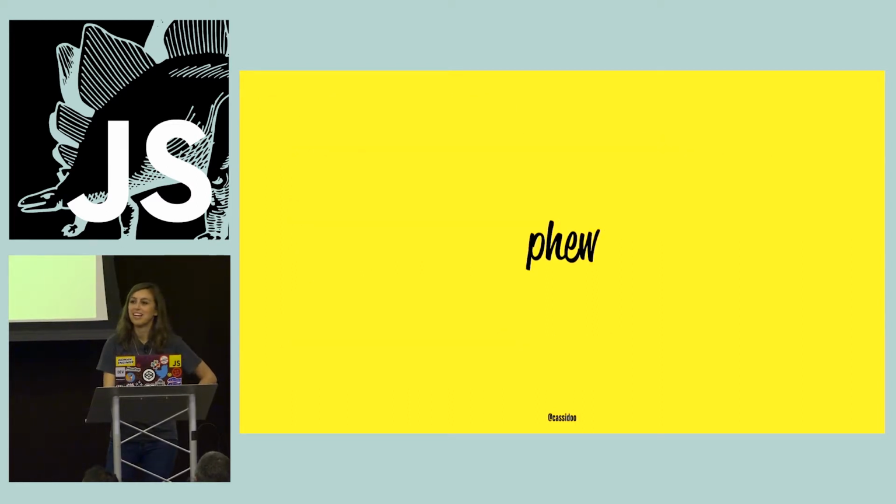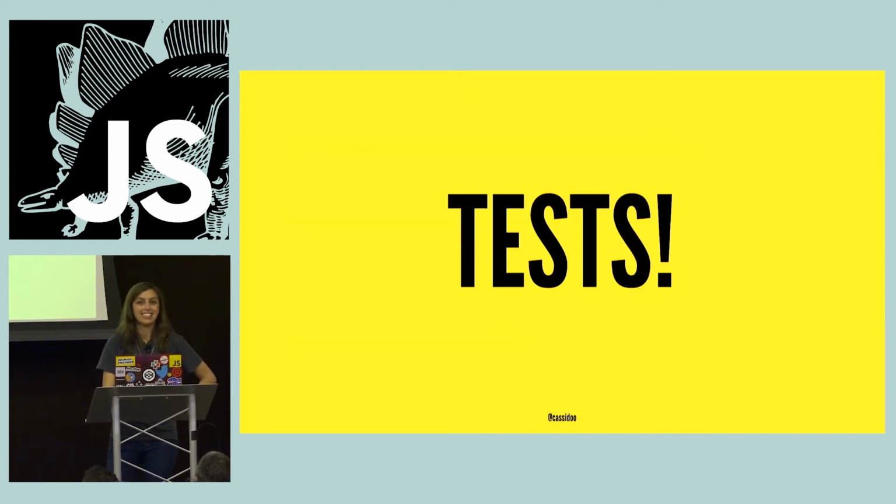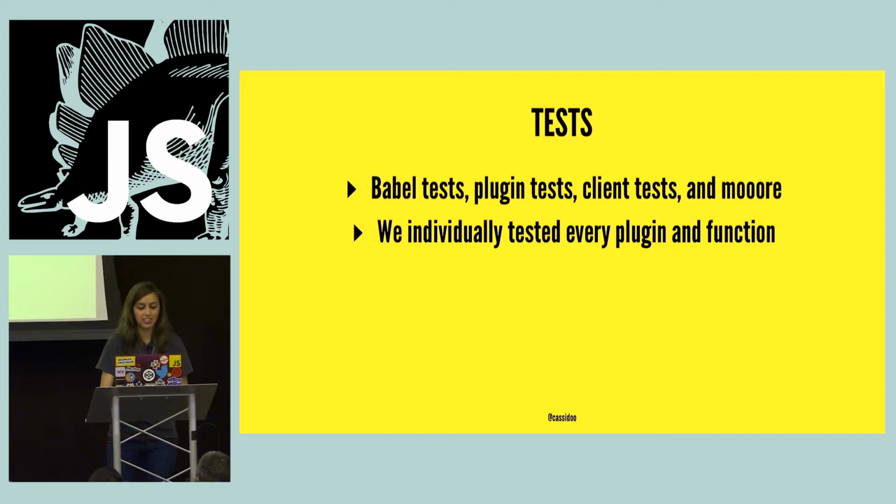Whew, that was a lot, right? Tests. So there's a lot of tests to do next. Once we were writing all of this, we had to write tests for every single plugin. We had to write tests for the actual Babel part of it. We had to write tests for the client end of actually putting the code in there and making sure that the client returns the right thing, and more. It was a lot of testing.